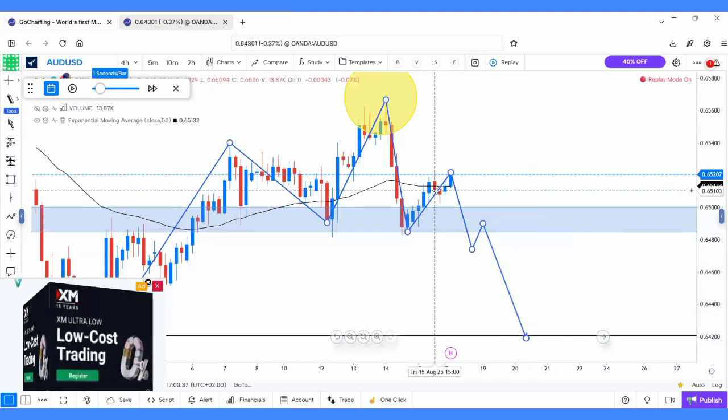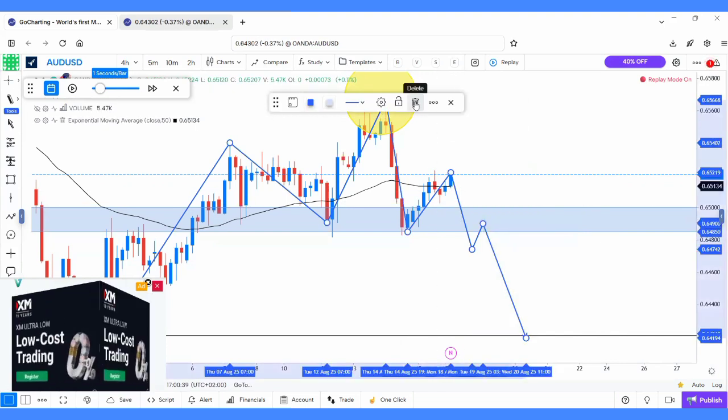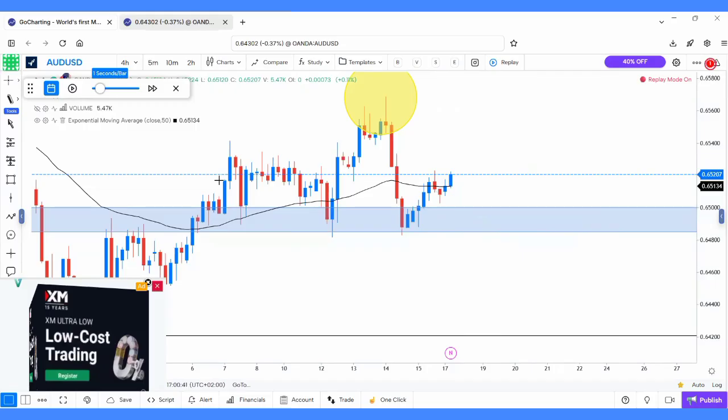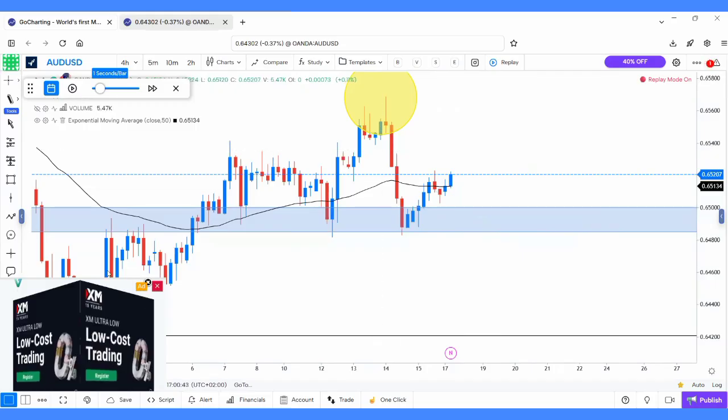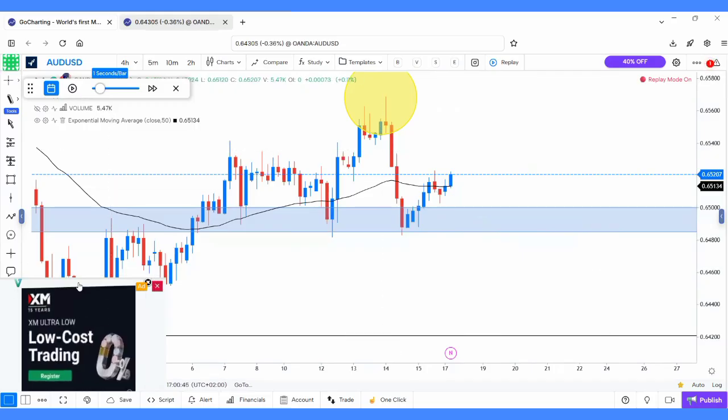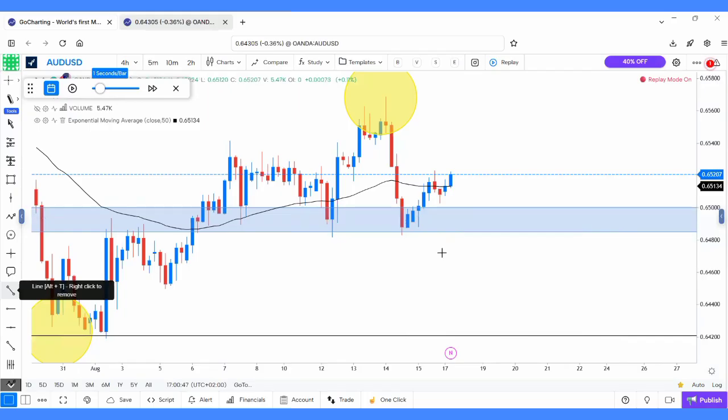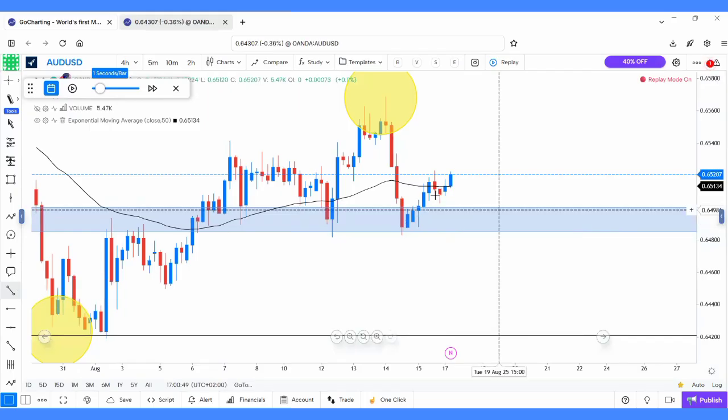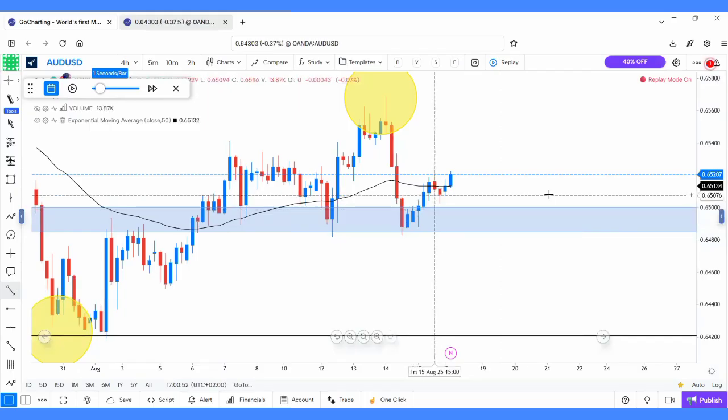So let me remove everything. Now that you know it's a head and shoulder pattern that we're trading, let me show you. I mark this higher low over here. On the 4-hour, it is a higher low.